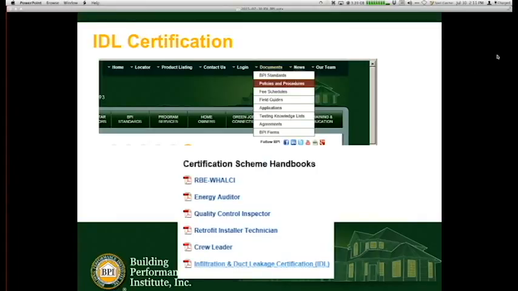If you do want to find out more about this, the BPI website is obviously the place to go. On their website, you can go under documents, policies and procedures, and at the bottom is the Infiltration Duct Leakage Handbook. We actually have that as a handout, as a new feature on webinars. So if you can see your handouts in your control panel, you can download the handout, and we also have the field guide for you.